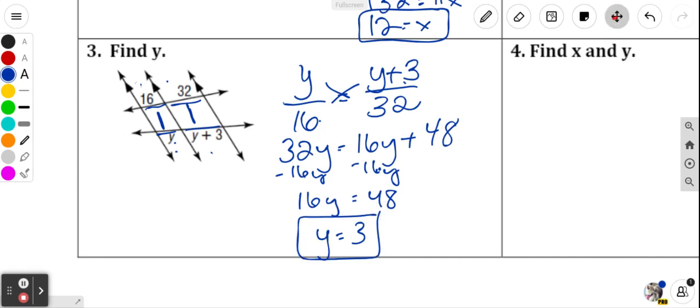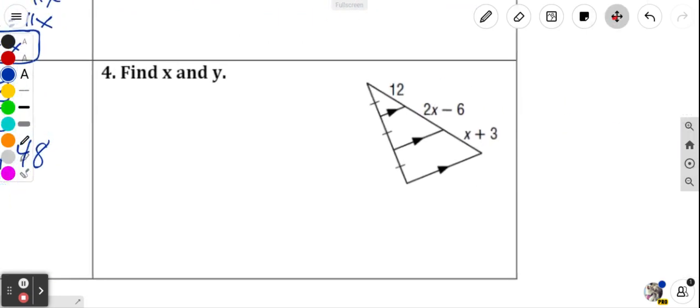Okay. Then last one, number 4. This is the one where we have parallel lines. We have congruent segments on this transversal, so that means that these are all equal. All 3 of them are equal. You would not write an equation with all 3 of them, obviously, though. You would just pick any 2 and set up an equation. So I could either do this one equal to this one, I could do this one equal to this one, or I could do x plus 3 equal to 12.